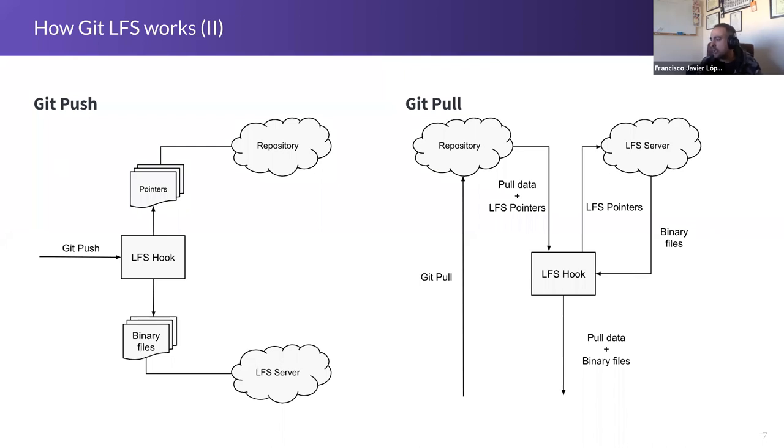And in a git pull, the process is quite similar. We perform the git pull, then the repository will provide the pull data and the LFS pointers. This information will go to the LFS hooks. The LFS hooks will access the LFS server with all the LFS pointers that it found, and then the LFS server will return the binary file. With this information, we will return the pull data and the binary files to the user, finally.